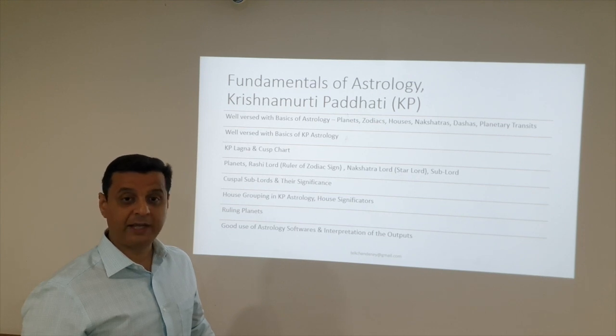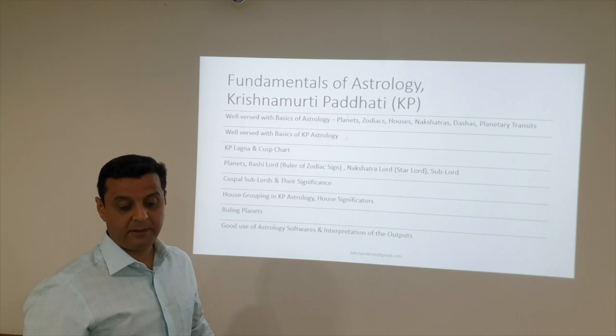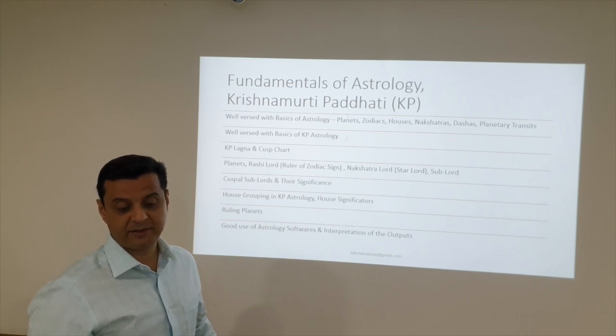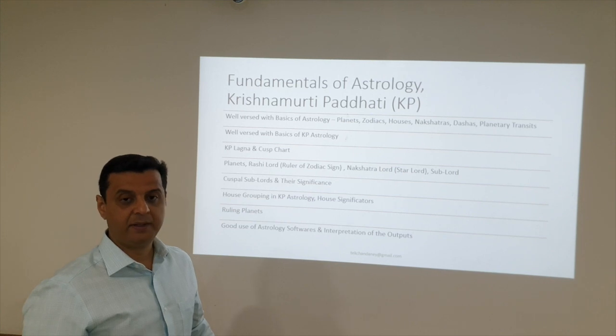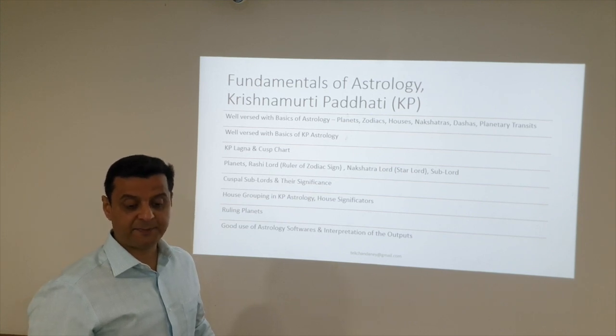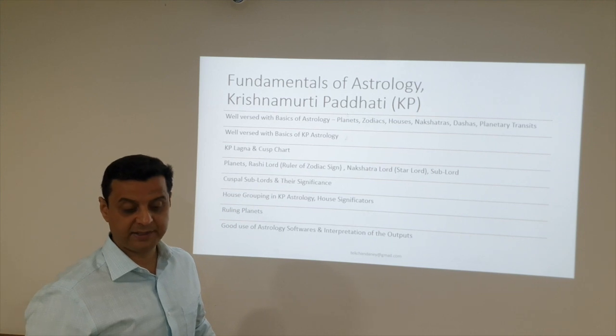You should know what a KP Lagna and a KP Cusp chart are. Understanding of planets, Rashi Lord, that's the ruler of the zodiac, the nakshatra lord, which is also called the star lord, the sub-lord. Understanding the concepts of Cuspal sub-lord and their significance. Understanding house grouping in KP astrology and house significators. The concept of ruling planets.